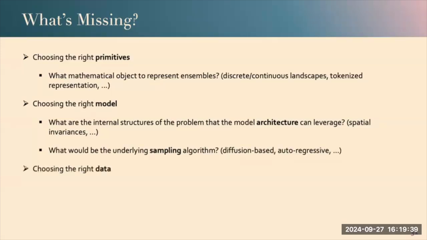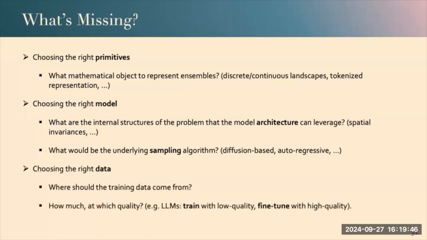And then, most importantly, I think choosing the right data for training. Where should the training data come from? It seems that if we're training more and more complex models, we will at some point be limited in terms of data. So how much data do we need? And maybe more importantly, at which quality? I just wanted to make a very loose parallel with the training of large language models, whose capacity I think has been enabled by the fact that people were using low quality data to pre-train them and then high quality data to fine-tune them.